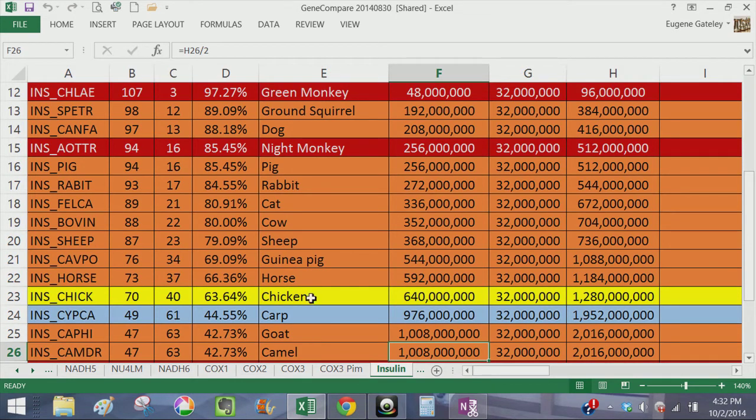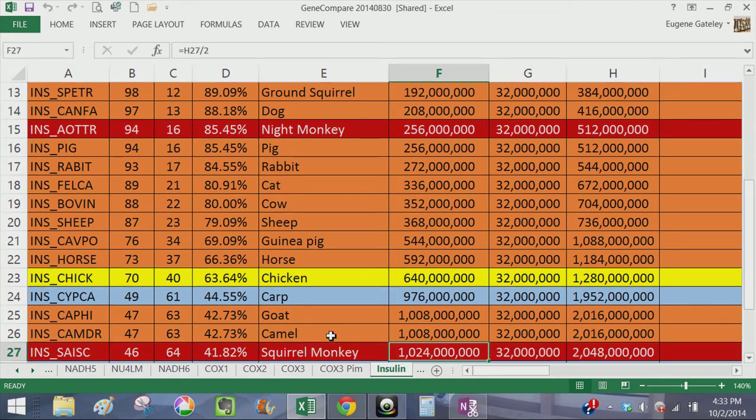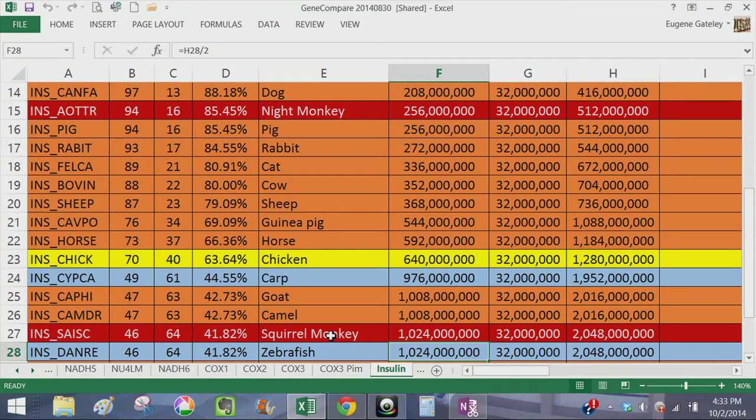So we have chicken, and chicken's of course a bird, more similar to human than a goat, which is a mammal, or a camel, which is also a mammal. So why would a carp be more similar to human than a goat is to human? And of course, you definitely see where the calculated most recent common ancestor is getting way out of hand. Then we keep on down the list here for squirrel monkey, which is a mammal, with a whopping 64 differences between squirrel monkey and human.